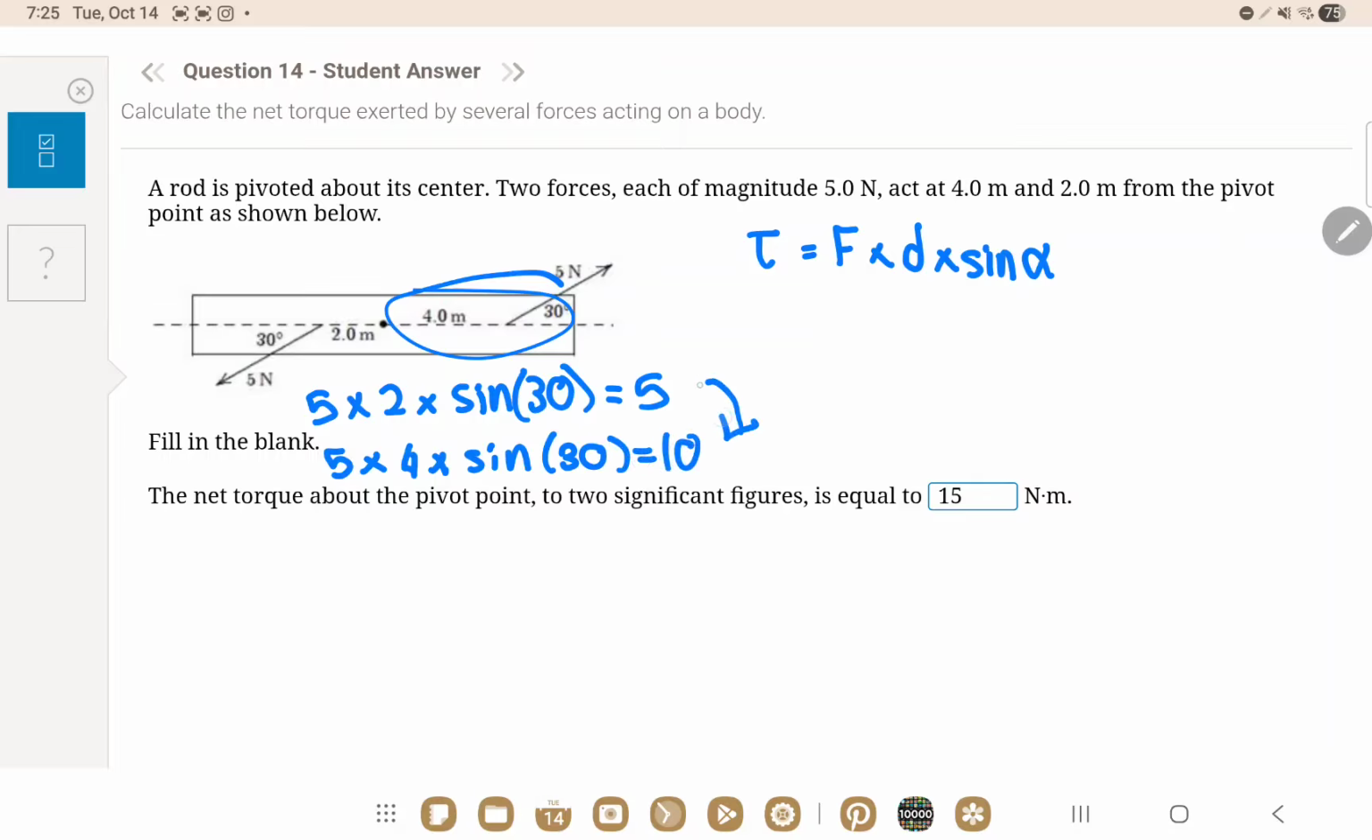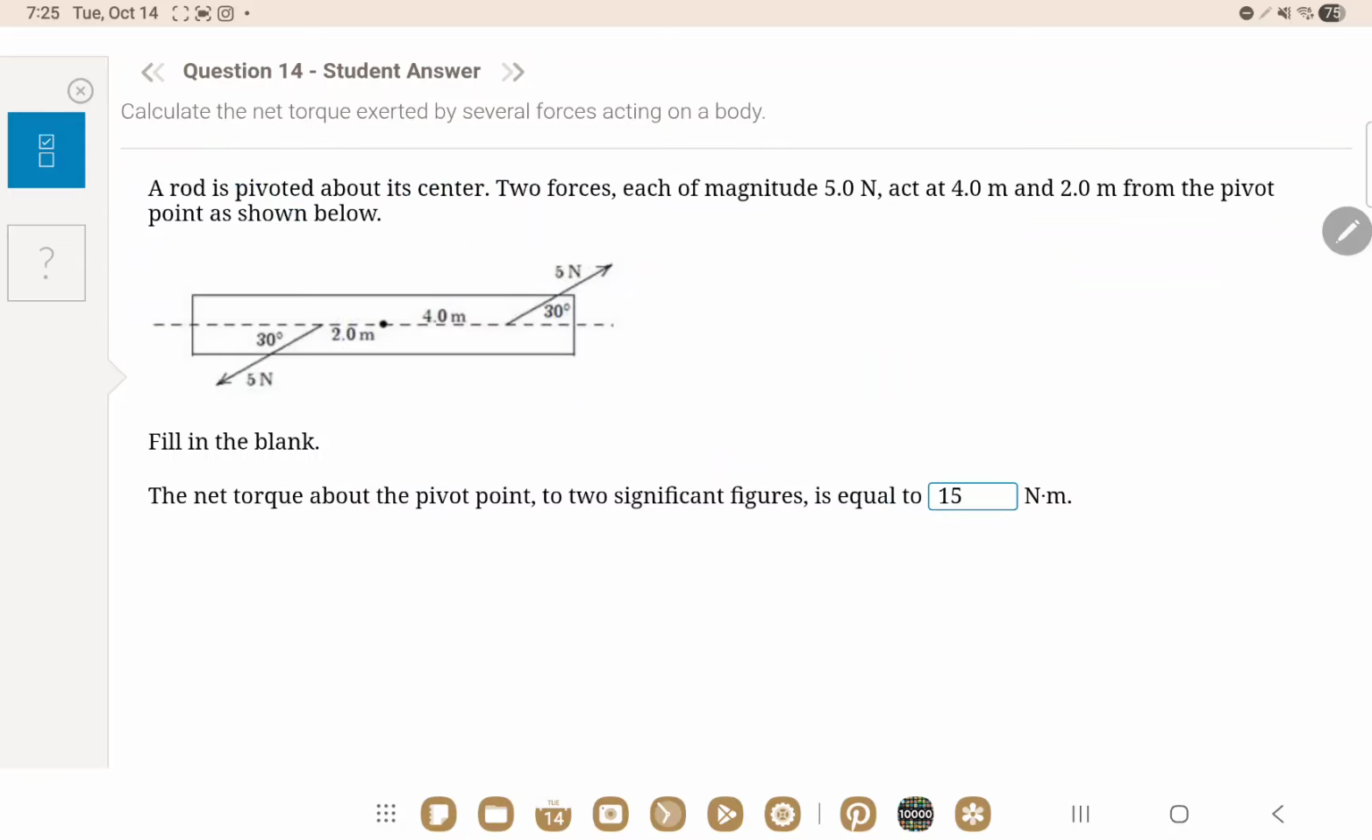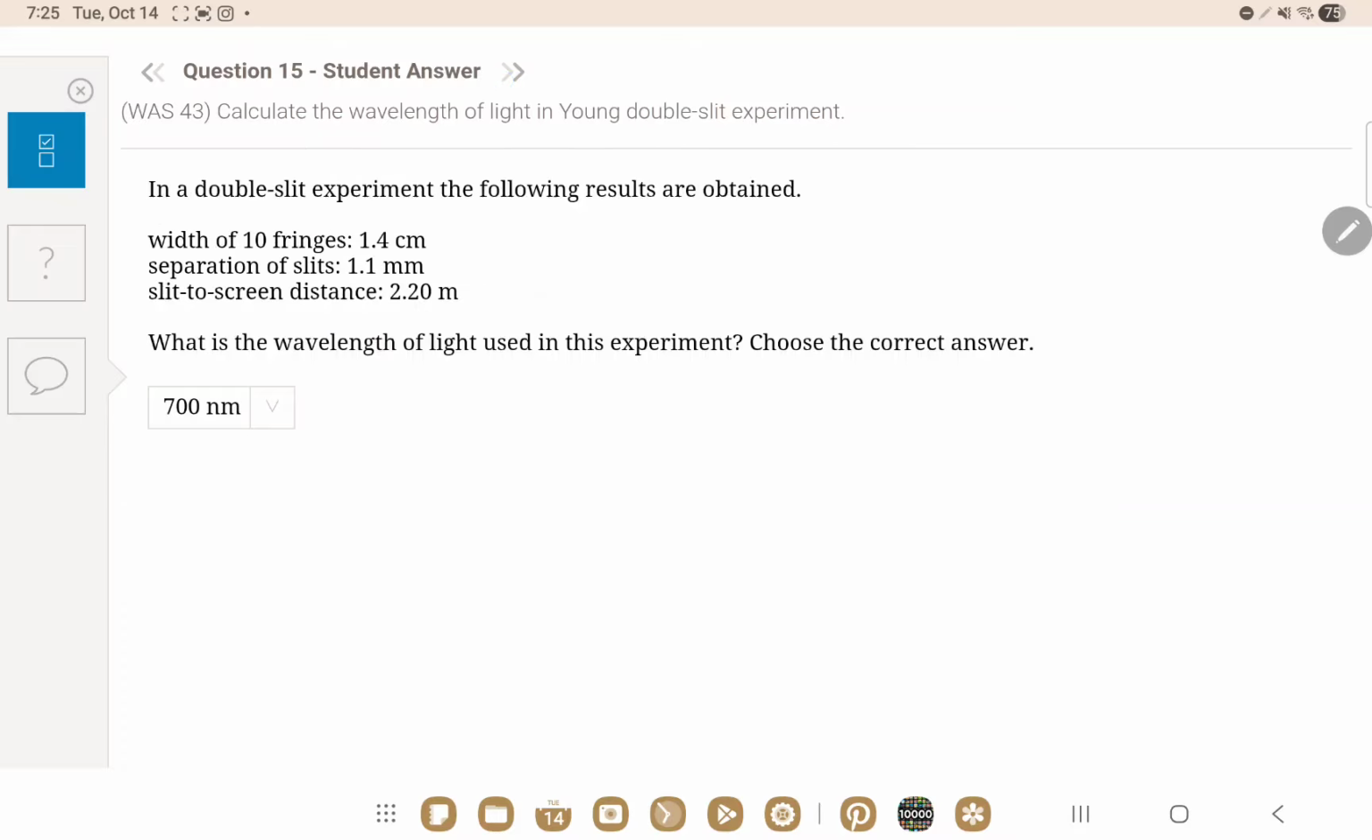And now we add them together because they are acting in the same direction. You're going to say how? Look, this one needs to go like this to reach the fulcrum. This one needs to go like this. They're both moving in this direction, which is counterclockwise. So it's going to equal 15 newton meters because you need to add these two numbers. Moving on.